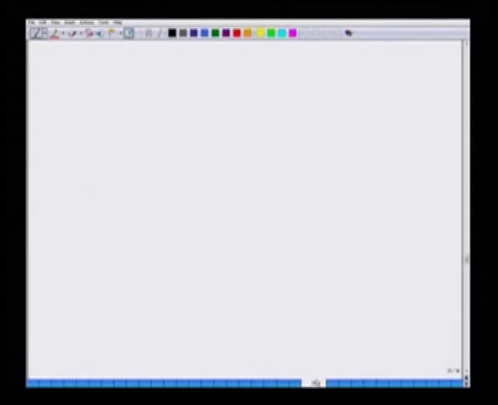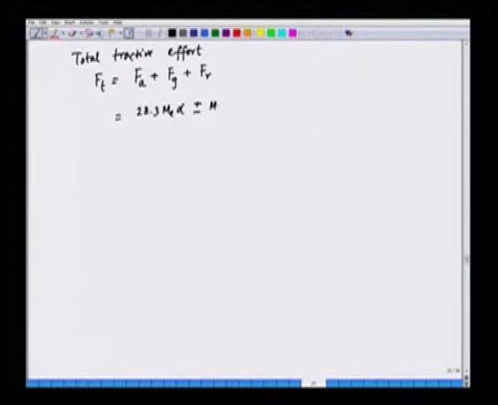So, if we want to find out the total tractive effort, FT is equal to FA, the tractive effort to accelerate the train horizontally and also the rotating parts of the train, plus the tractive effort to overcome the gradient FG, and the tractive effort to overcome the train resistance FR. And if we write the expression for each one of these in kg, we have 28.3 Me into alpha, the gradient could be plus minus m into capital G, plus m r by 9.81, and this will be in kg.